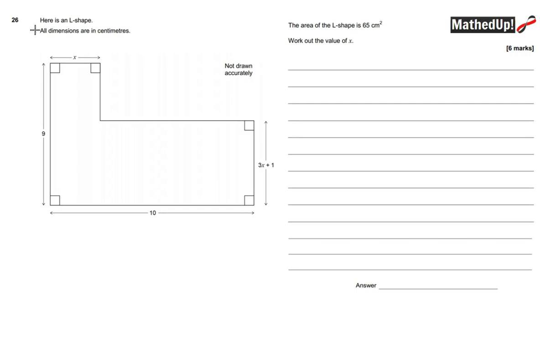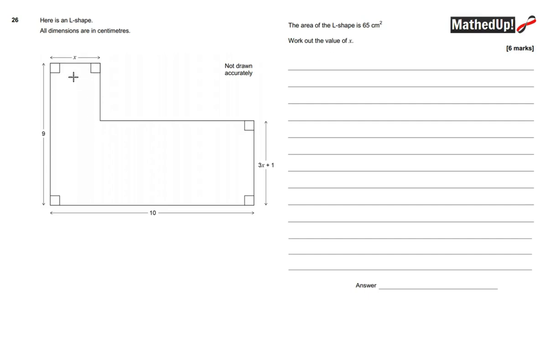Question 26. Here is an L shape. We're told that all dimensions are in centimeters. This length here is 9 centimeters and it's fixed at 9 centimeters. This length here is fixed as 10 centimeters. We've got an unknown length of x centimeters here, and we've got an unknown length of 3x plus 1 centimeters over here. We're told that the area of the L shape is 65 centimeters squared, and we need to work out the value of this unknown x.